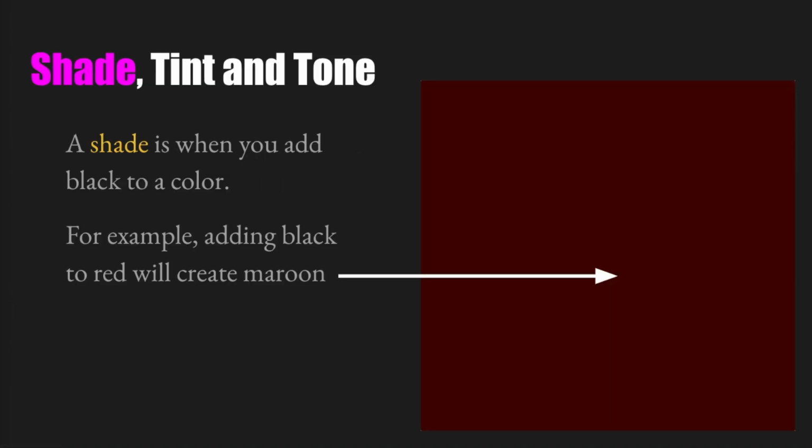Now we are moving on and we're going to look at shade, tint, and tone. A shade is when you add black to a color. For example, here black is added to red, which gives us maroon. Notice that the name changed as well.